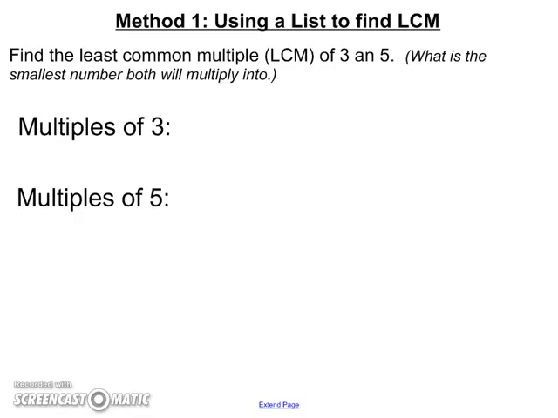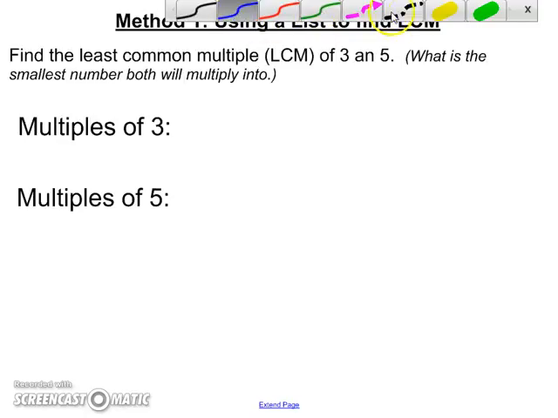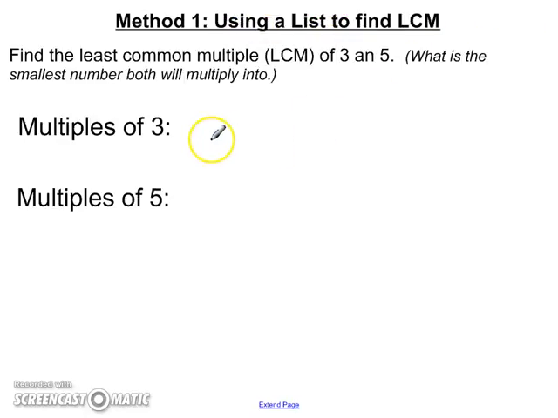So again, we have the list method of finding least common multiples. I'm not a fan of the list method, although it does work, and for small numbers it's not that big of a deal. So here's how you do the list method with LCMs. You simply start listing the multiples, in this case of 3, and then the multiples of 5. And the smallest thing that you run into that shows up on both lists is your least common multiple.